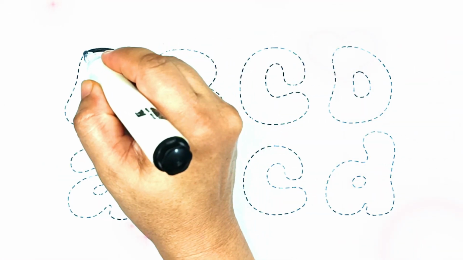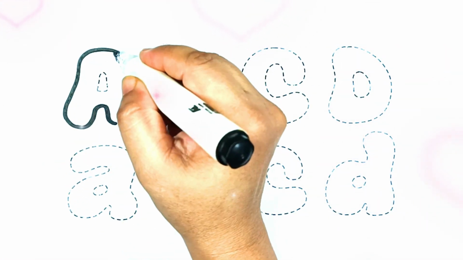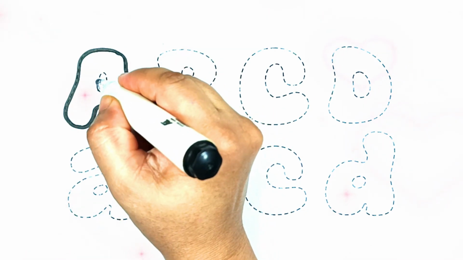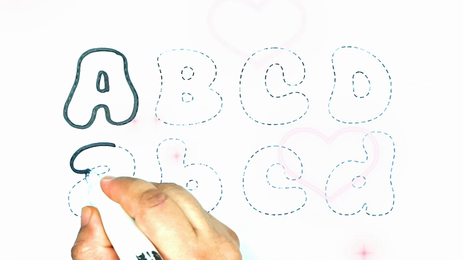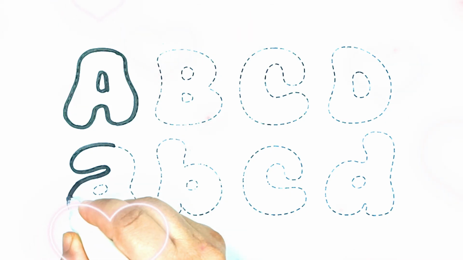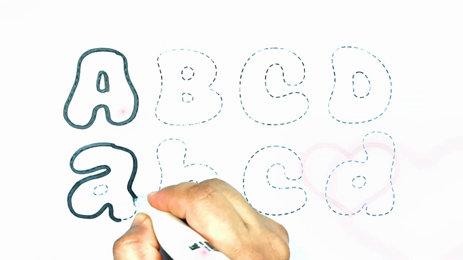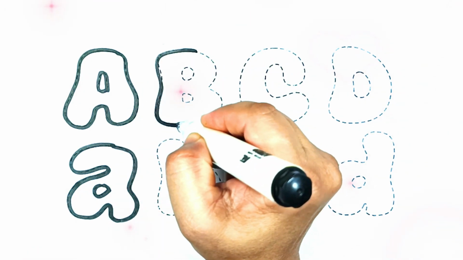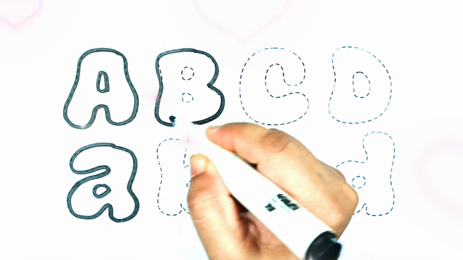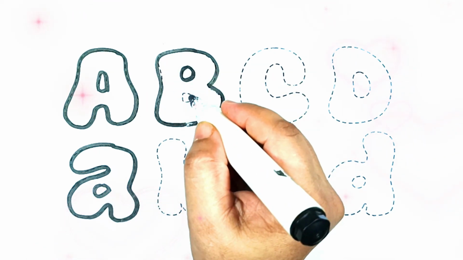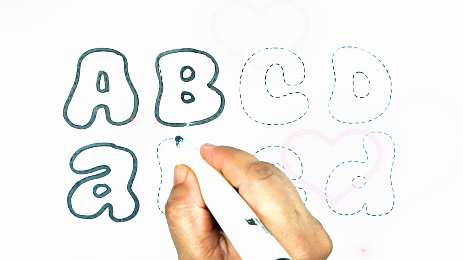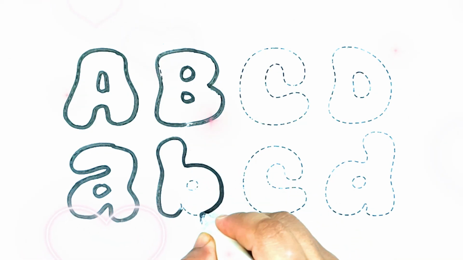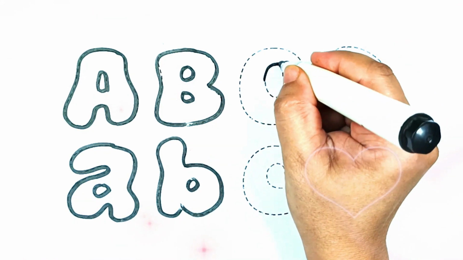Today, we learn the alphabet letter. Let's trace and paint them together. Uppercase A, lowercase a, uppercase B, lowercase b.